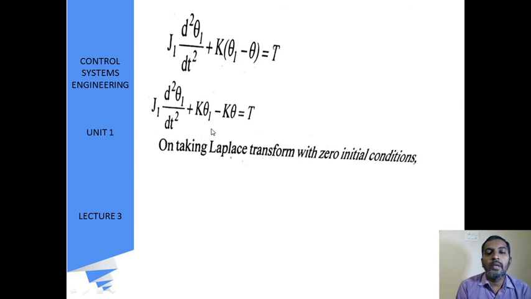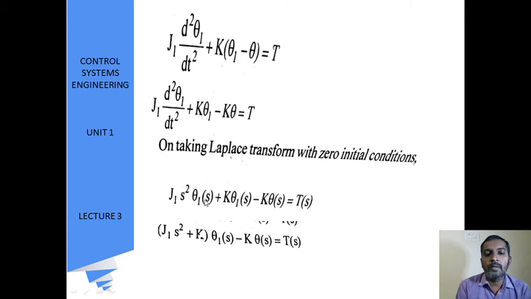T. On taking the Laplace transform with zero initial conditions, J1 d square theta 1 by dt square can be written as s square into theta 1 of s, plus k into theta 1 of s minus k into theta of s is equal to T of s. By taking theta 1 as common, (J1 s square plus k) into theta 1 of s minus k into theta of s is equal to T of s. Let it be equation 1.